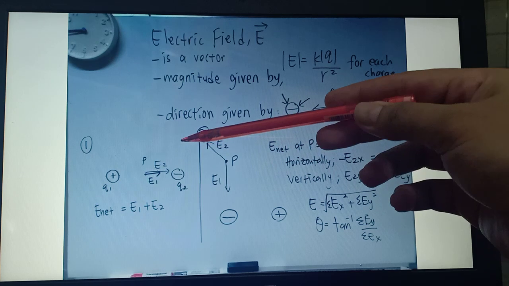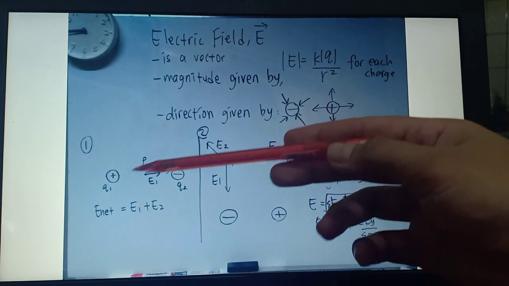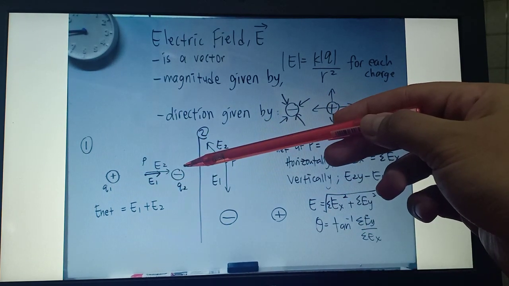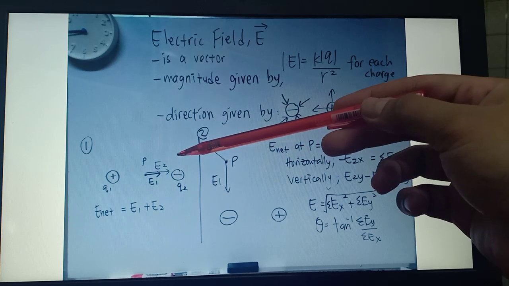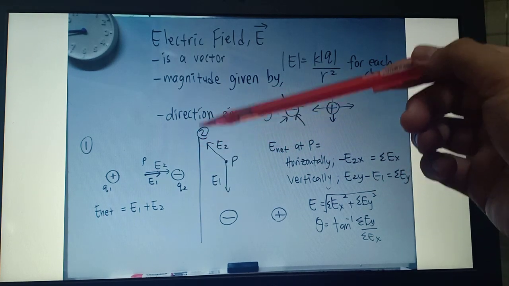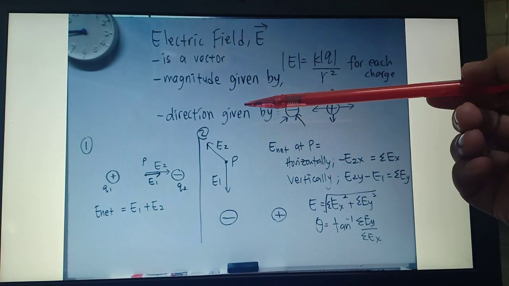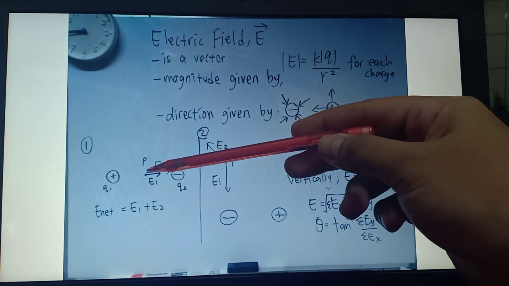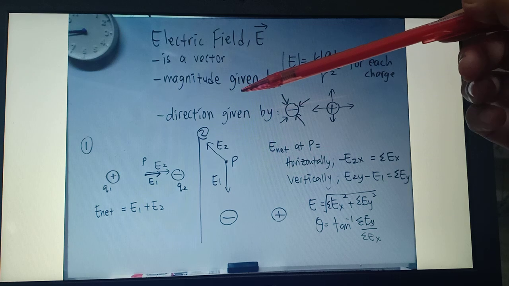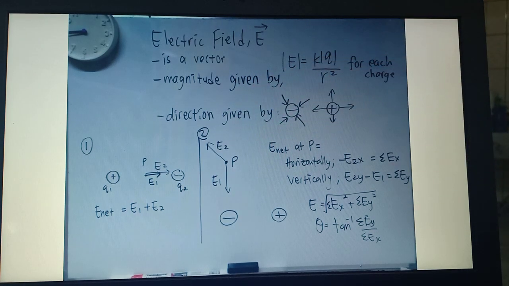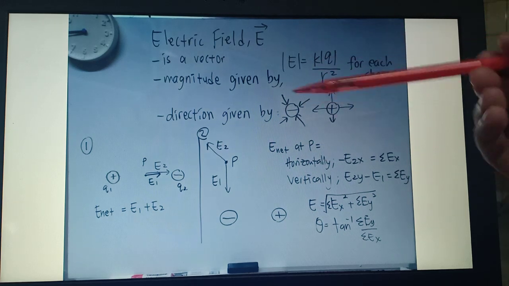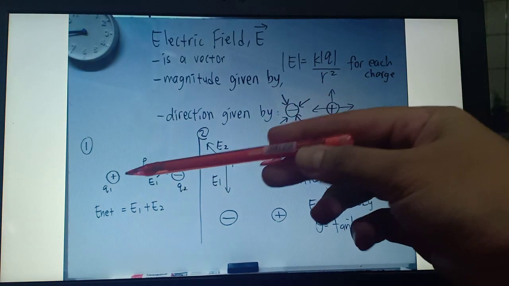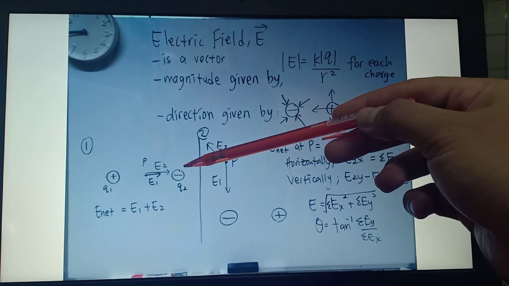Let's see the first one. Let's say you have Q1 and Q2 given like this, and normally for electric field, they will ask you to find the electric field at a certain point. Let's say you have point P here. How do you define the net electric field at that point P? Again, it depends on the nature of the charge. Since you have two charges, you will have two electric fields.